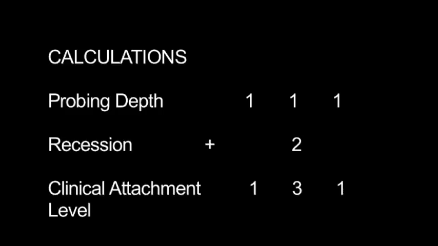If the clinician had only recorded the probing depth, the gingiva in this area would appear to be healthy as recorded readings of 3 millimeters or fewer. The clinical attachment level provides more information about the patient's gingival health status. The clinical attachment level is now greater than the probing depth because of the recession present.